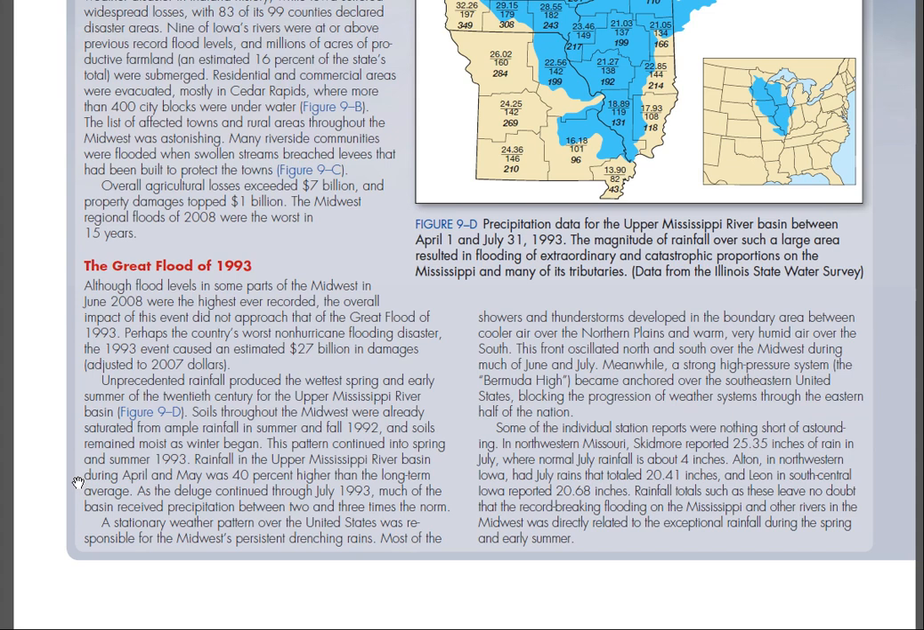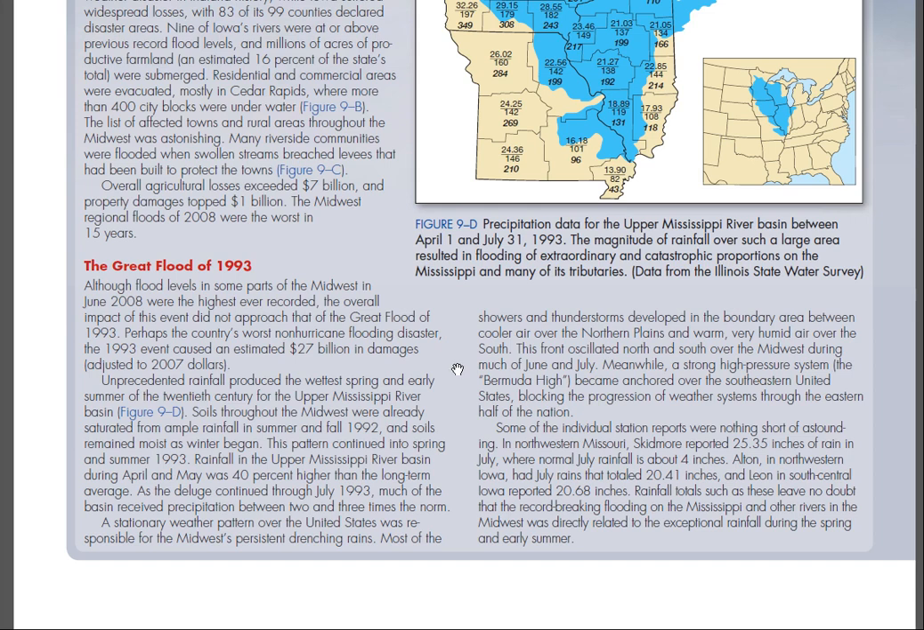A stationary weather pattern over the United States was responsible for the Midwest's persistent drenching rains. Most of the showers and thunderstorms developed in the boundary area between cooler air over the northern plains and warm, very humid air over the south. This front oscillated north and south over the Midwest during much of June and July. Meanwhile, a strong high-pressure system, the Bermuda High, became anchored over the southeastern United States, blocking the progression of weather systems through the eastern half of the nation.